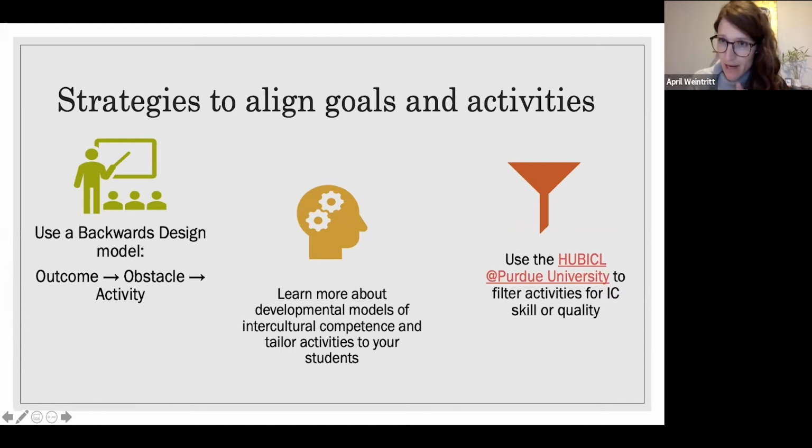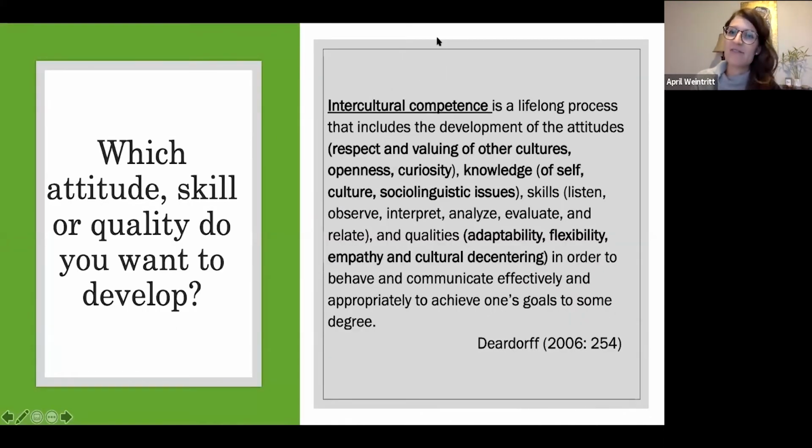This is again work by Bennett and some others, but there's lots of information out there about how we understand people's progress in intercultural competence. And the third thing over here is to use the cubicle at Purdue to filter activities for these things. So let me move forward and go back to the definition a second and say that when we target a specific attitude, skill, or quality, the reason we're using this definition is because when I said to target an outcome, we think of it like this.